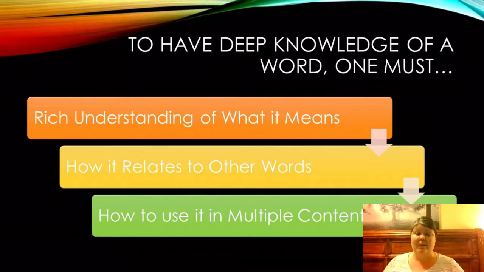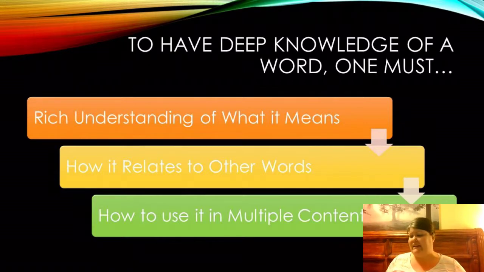For students to comprehend the academic text, they need to understand the word on a pretty deep level. So they need to have a rich understanding of what the word means. They need to know how that specific word relates to other words. And they need to know how to use it in multiple contexts.